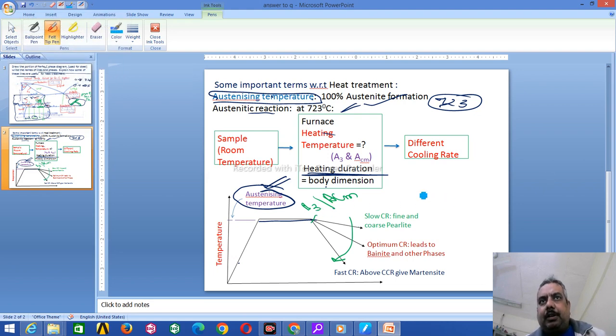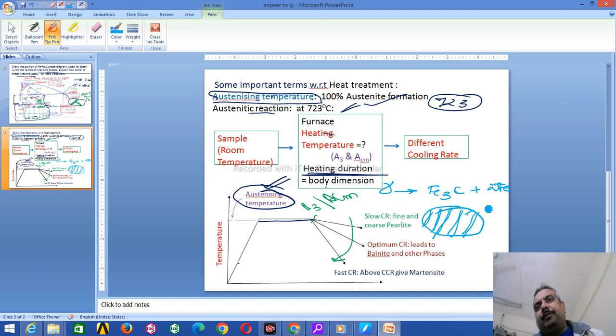Here the reaction that occurs is that austenite is converted into ferrite plus cementite. These alternate plates are formed. Like this are the microstructures: alternate plates of ferrite and cementite. And the whole thing is called perlite. So in this way, this is the importance of all the lines shown in this diagram for the heat treatment of the steel.